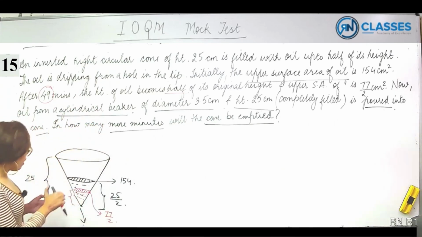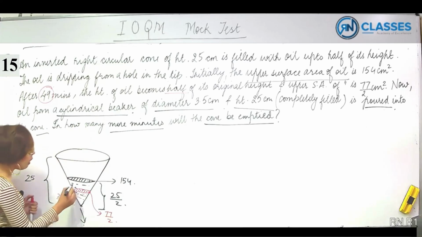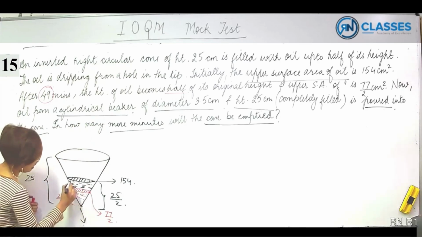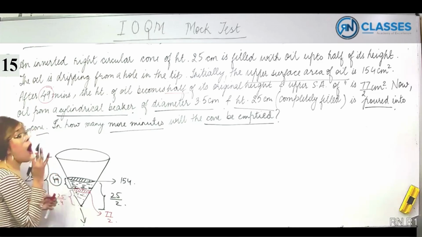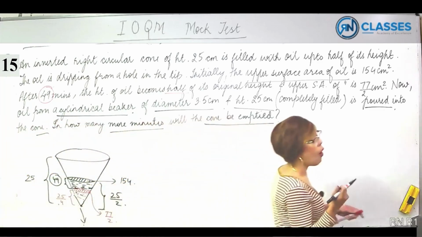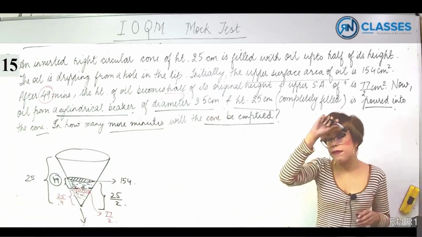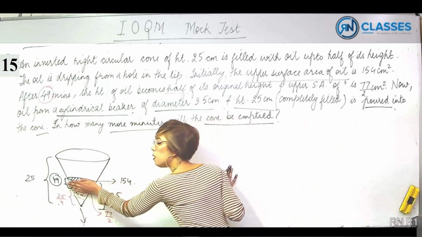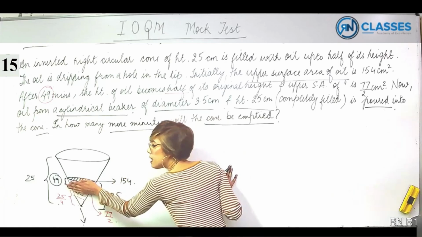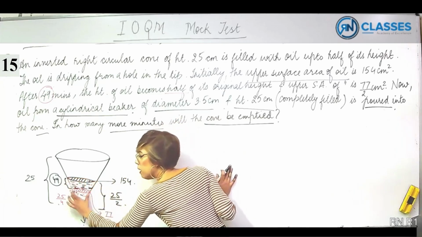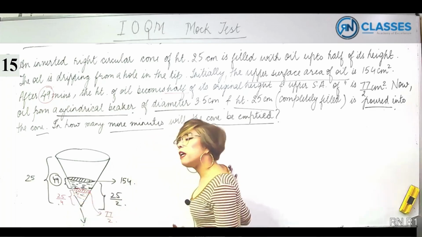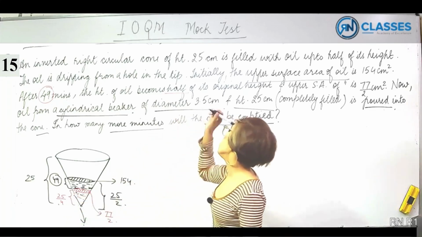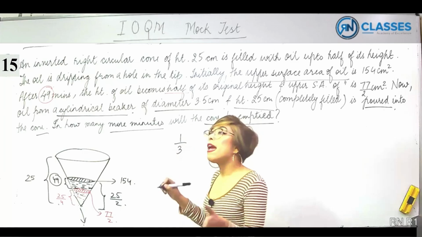Right? Okay. Now, what do I know? That the oil which leaked out, which is this one, in 49 minutes. So, how much volume of oil dripped out in 49 minutes? Let me find out. So, this is the volume of the oil, right? This is nothing but the volume of the bigger cone minus volume of this red cone, right? The volume of the bigger cone.